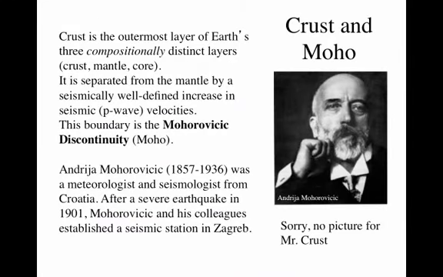Now, the crust is the outermost layer of Earth's three compositionally distinct layers. That's the crust, the mantle, and the core. And it's separated from the mantle by the seismically well-defined increase in seismic velocities, and those are the P waves, and that boundary is the MOHO discontinuity. It's a picture of Andrea Mohorovičić.